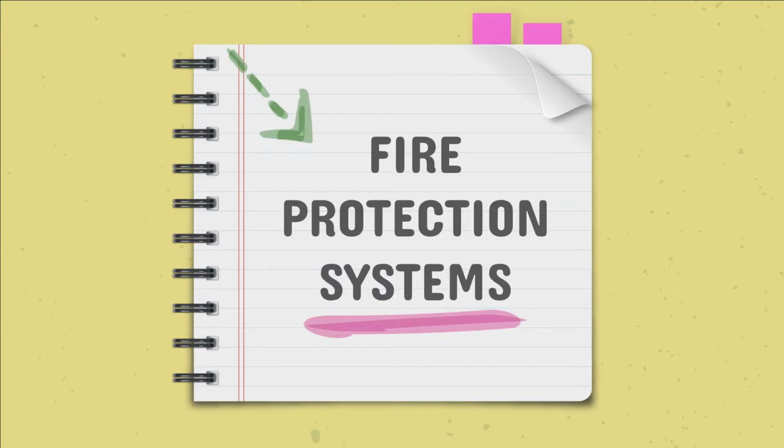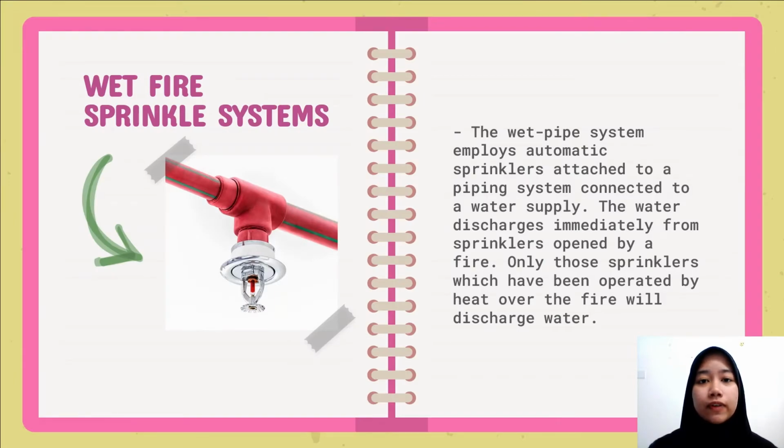The types of fire protection systems. First is wet fire sprinkler systems. The wet pipe system employs automatic sprinklers attached to a piping system connected to a water supply. The water is discharged immediately from sprinklers opened by a fire. Only those sprinklers which have been operated by heat over the fire will discharge water.